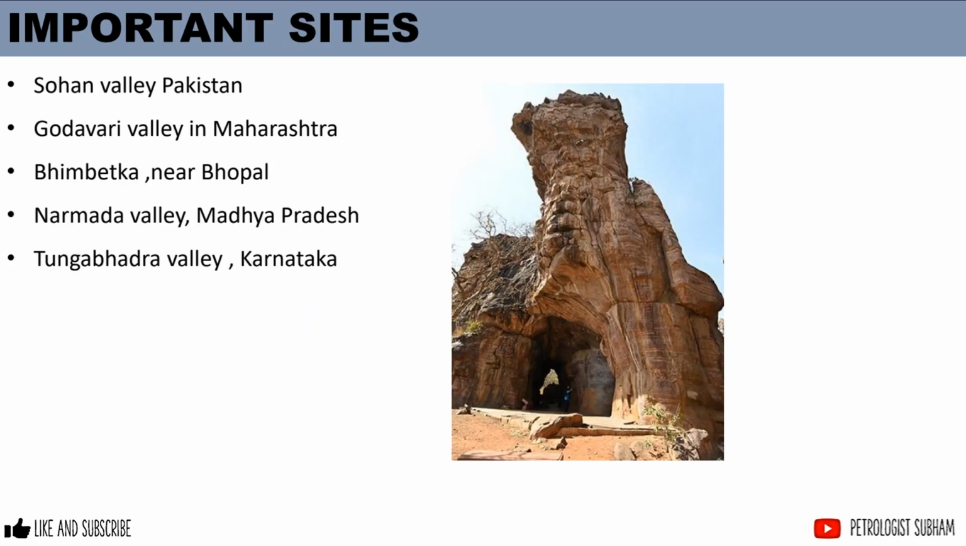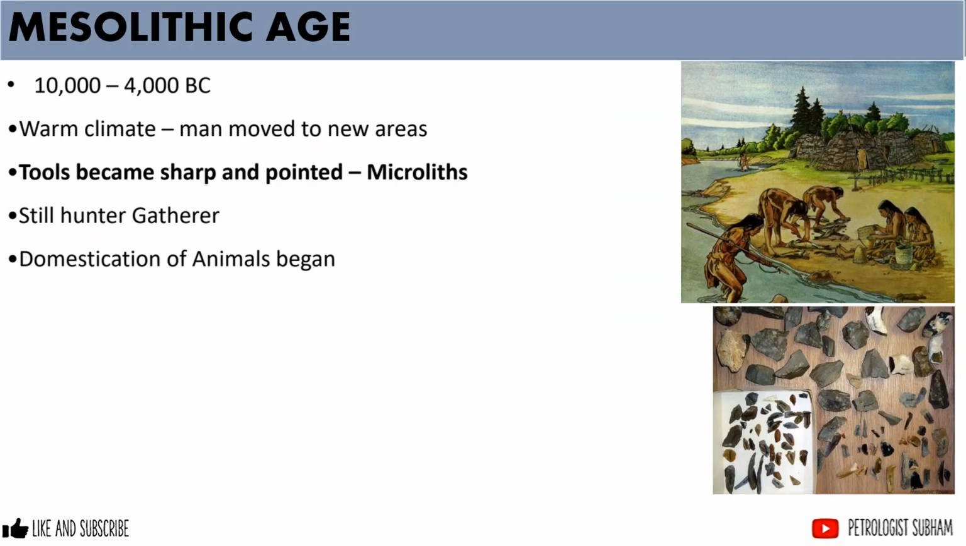Important sites of Paleolithic are Sohan Valley in Pakistan, Godavari Valley in Maharashtra, Bhimbetka near Bhopal, Narmada Valley, and Tungabhadra. ठीक है. Important ones are Sohan Valley, Bhimbetka, Narmada, ठीक है, Godavari. These are very important questions that have been asked by the UPSC.